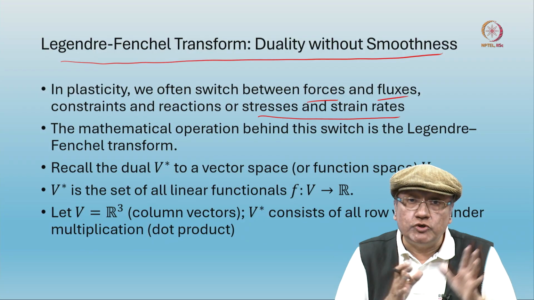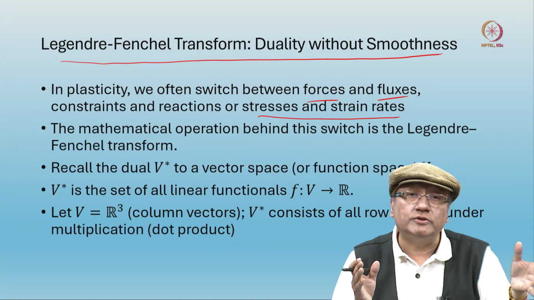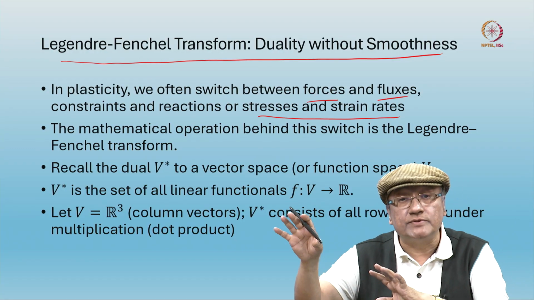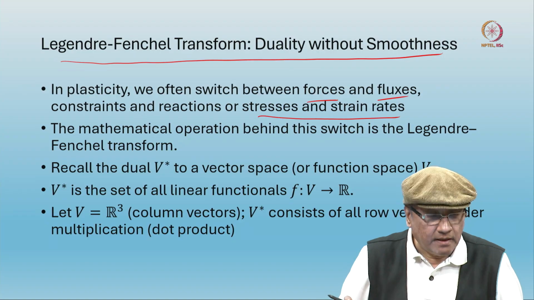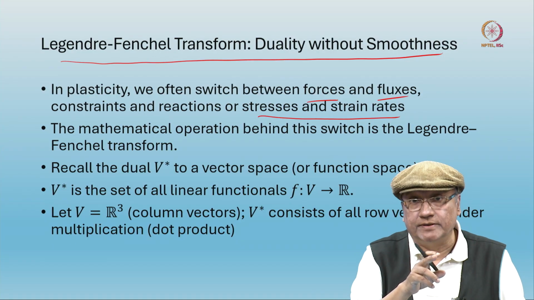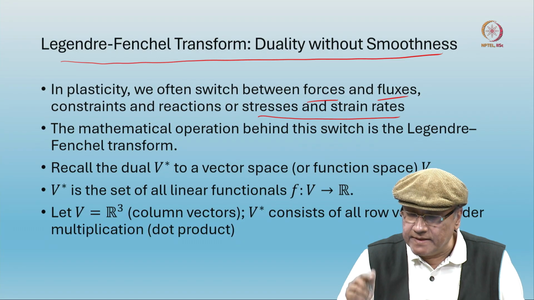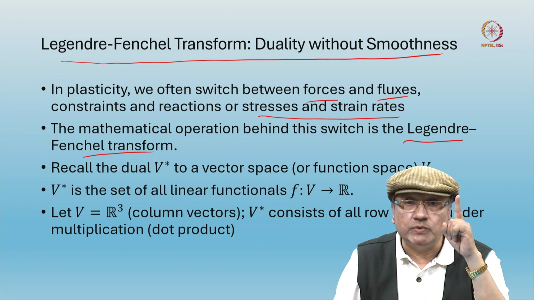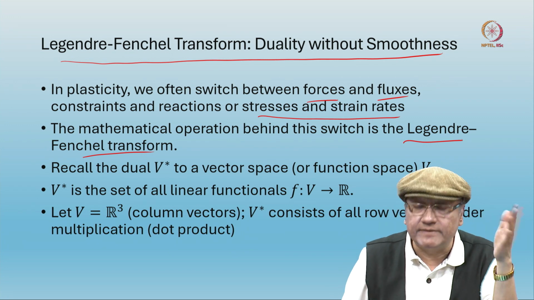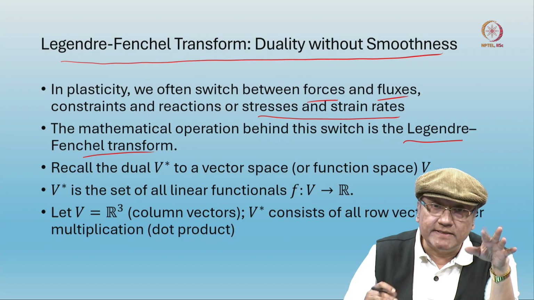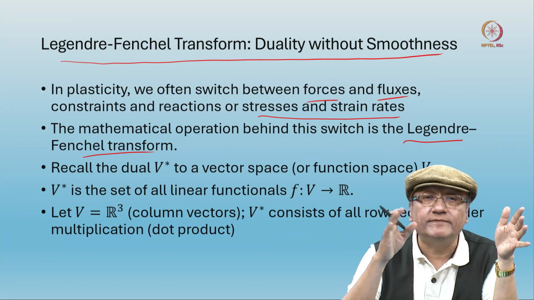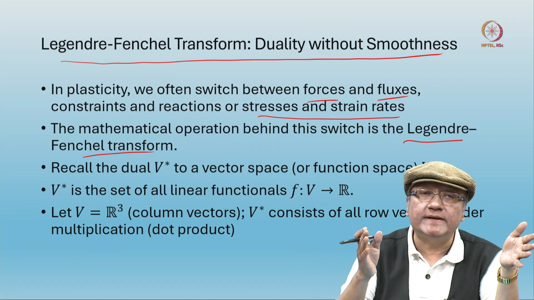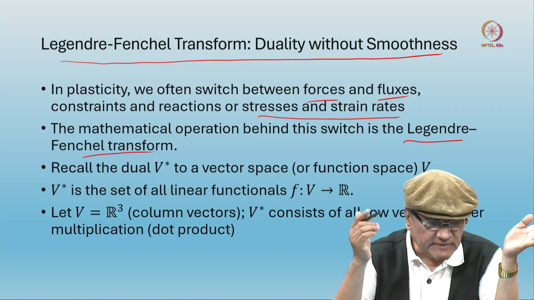So we use both of these conjugate variables. We sometimes use the deviatoric part of the stress, sometimes we use the strain rate, and things like that. The mathematical operation to do this switch in a principled manner is what is called the Legendre-Fenchel transform. Towards that we need to understand what is the dual to a vector space, because it turns out that this conjugacy is very similar to the notion of duality. That means force is dual to flux, and the strain rate is dual to deviatoric stress.